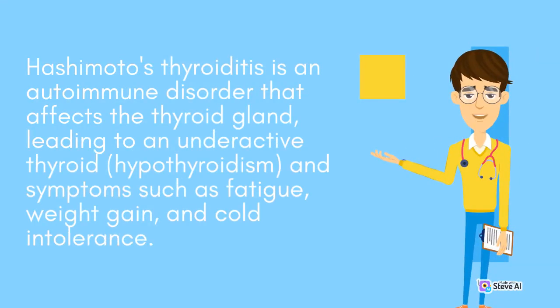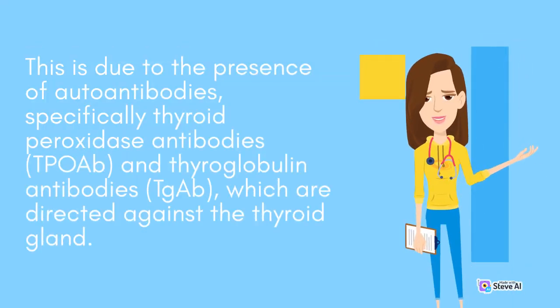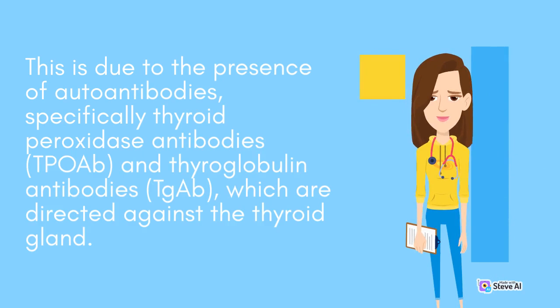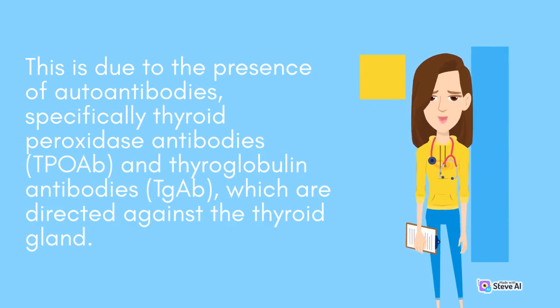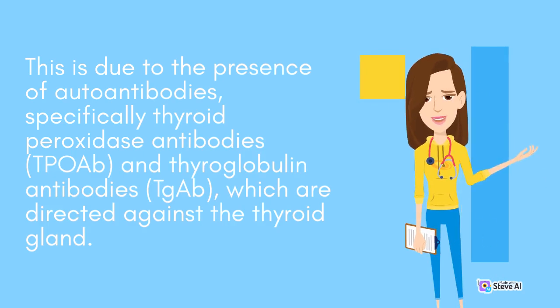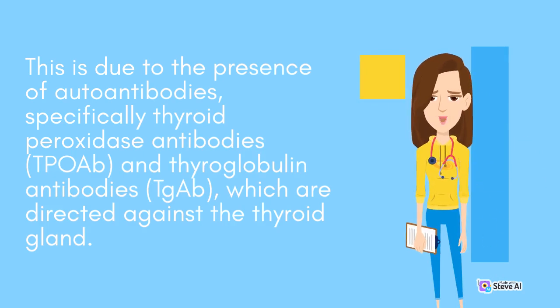Hashimoto's thyroiditis is an autoimmune disorder that affects the thyroid gland, leading to an underactive thyroid, hypothyroidism, and symptoms such as fatigue, weight gain, and cold intolerance. This is due to the presence of autoantibodies, specifically thyroid peroxidase antibodies, TPOAb, and thyroglobulin antibodies, TgAb, which are directed against the thyroid gland.